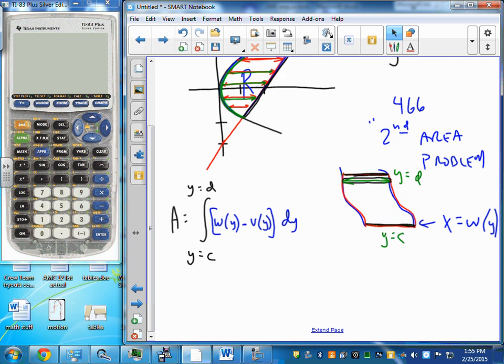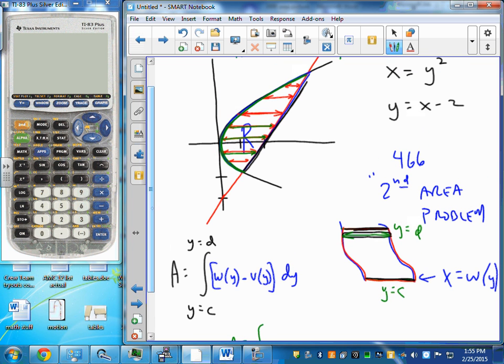So let's see. The area is going to be an integral. The bottom of this region is this number right here, which we'll have to figure out. That works out to be -1.